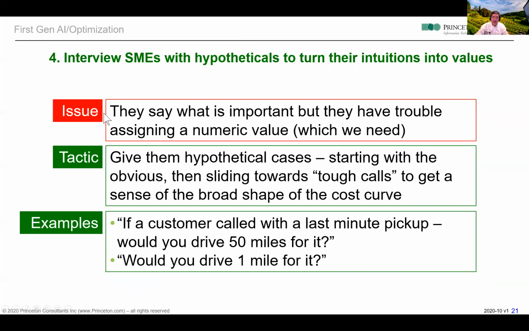The next step is basically to take what they have trouble quantifying and see if you can get them to tell you how they would deal with something. So you start with some wide variants that are extreme and then narrow it down. So for example, you may say, if a customer calls with a last minute pickup, would you drive 50 miles for it? They might say, no, we're not gonna drive 50 miles for it. So, well, would you drive 1 mile for it? Well, sure, we drive 1 mile for it, not 50, but yeah, sure, 1 mile, that's not a lot of time. So you basically squeeze these toward the tough calls.